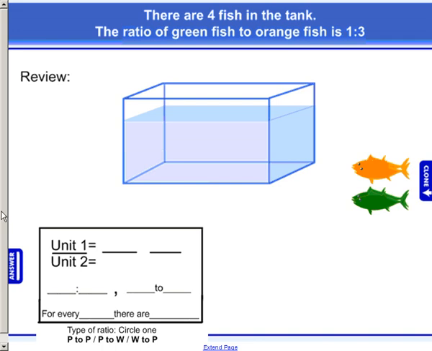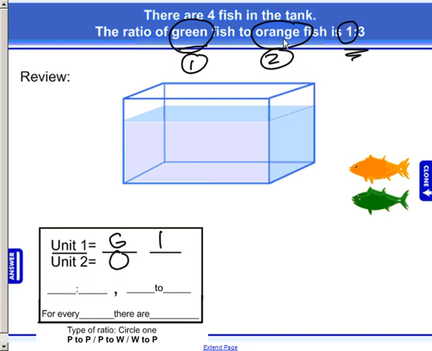All right. So now we're going to create a ratio. There are 4 fish in the tank. The ratio of green fish to orange fish is 1 to 3. So first we're going to show that with our picture. Well, first let's do our labels. Our first label is green, so unit 1 is going to be green. Then we have orange. That's going to be number 2. Now it tells us the ratio is 1 to 3. Because green was first, this first number refers to the green. Orange was second, so the second number tells us about the orange.